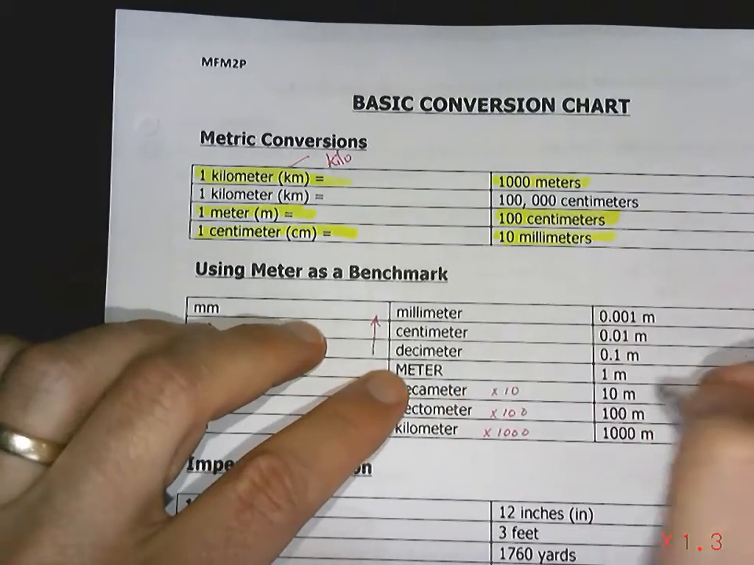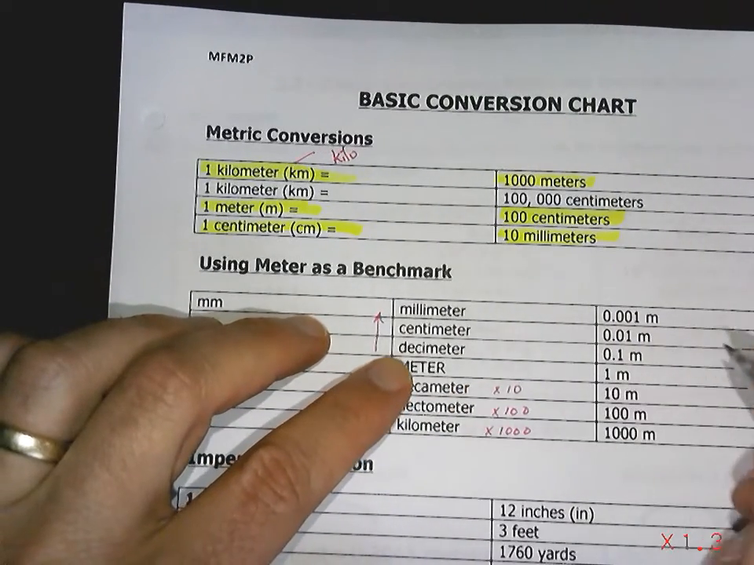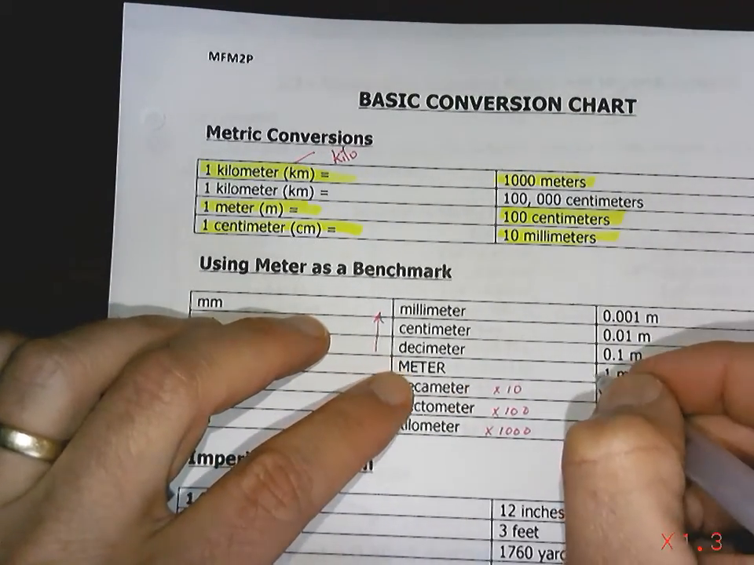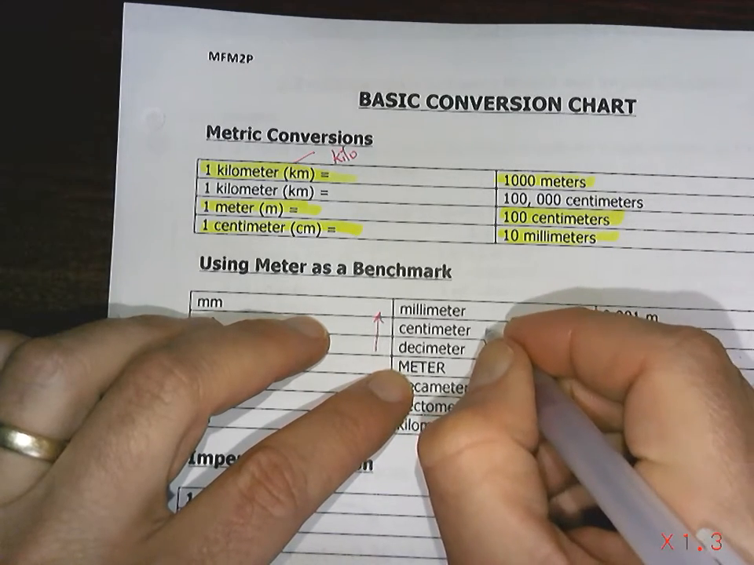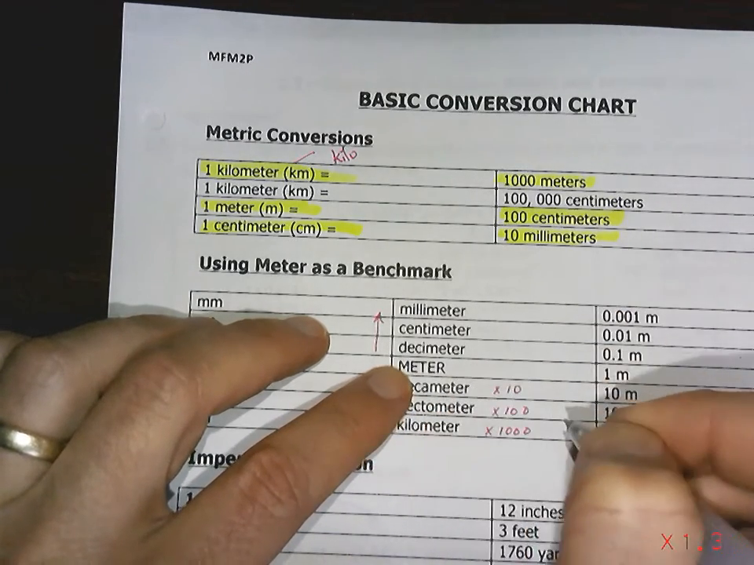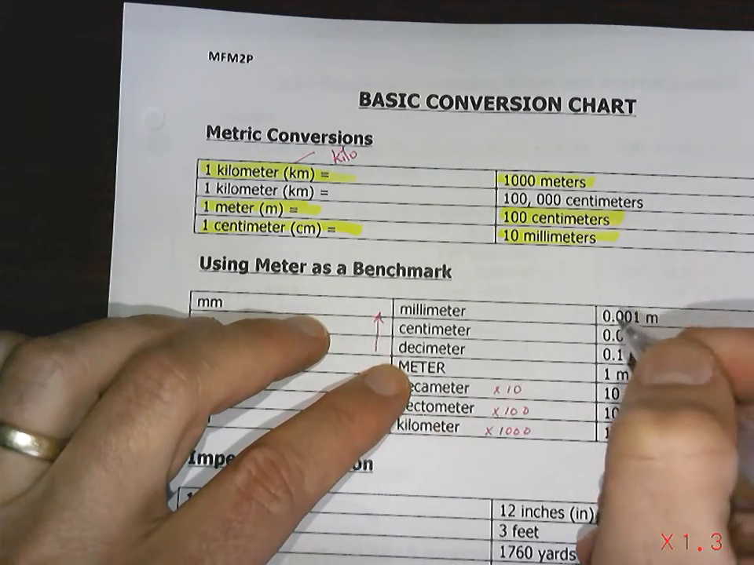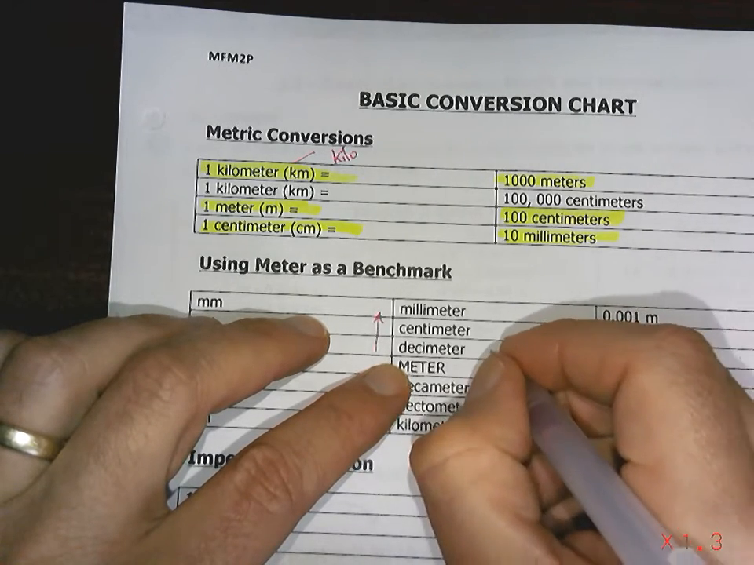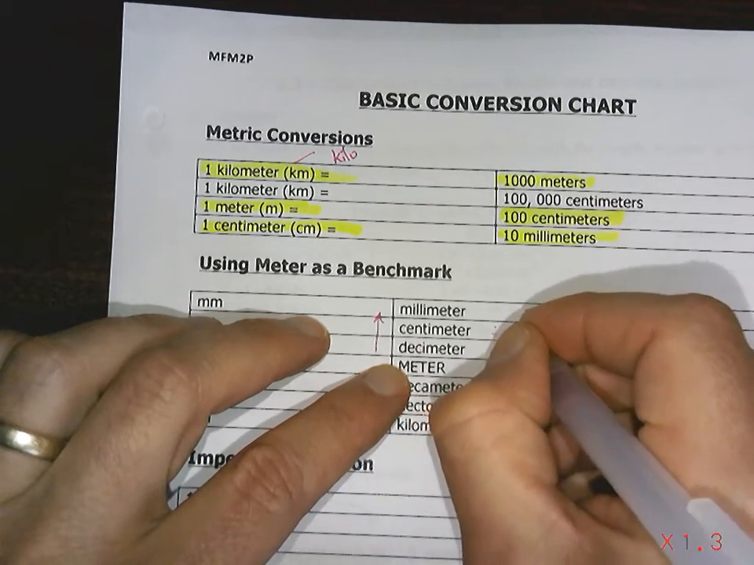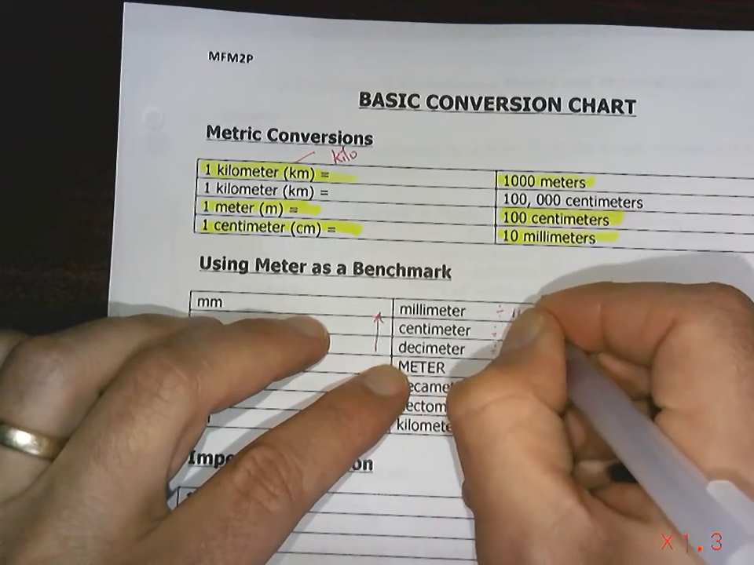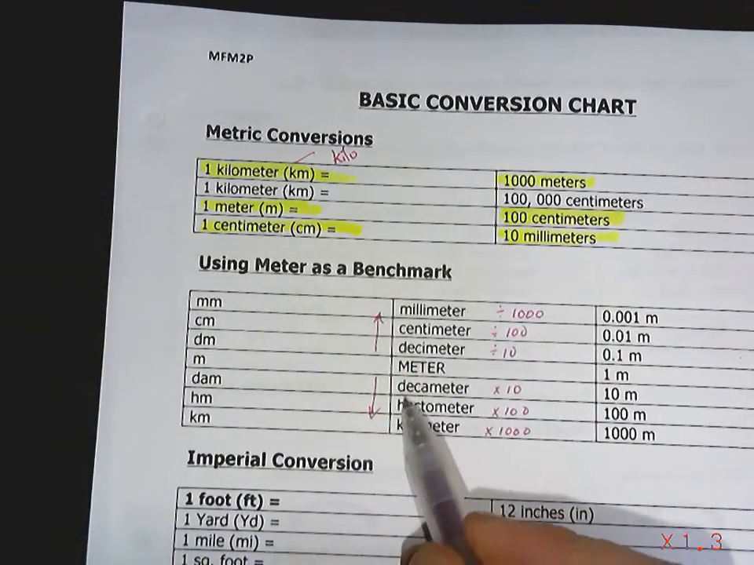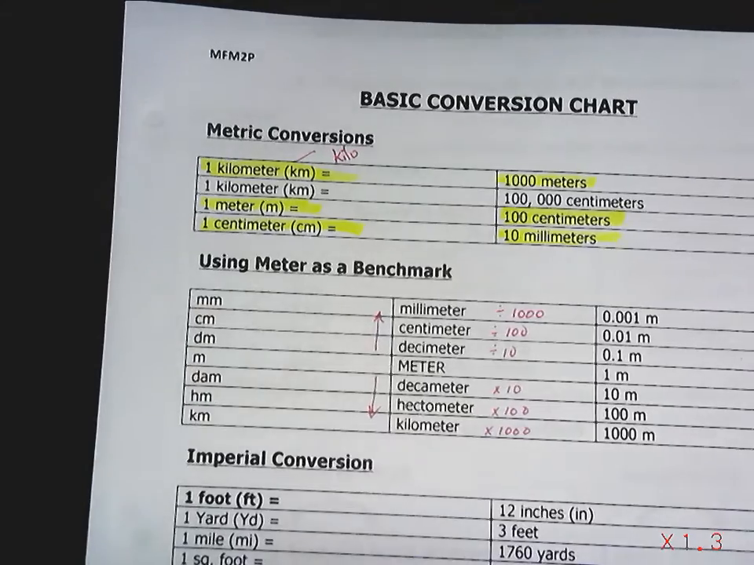Going the other way, if you take a meter and divide it by 10, you get a decimeter. If you take a meter and divide it by 100, then you get a centimeter. And if you take a meter and divide it by 1,000, then you get a millimeter. So this is division by 10, division by 100, and division by 1,000. And again, that's all using the meter as the middle starting point.